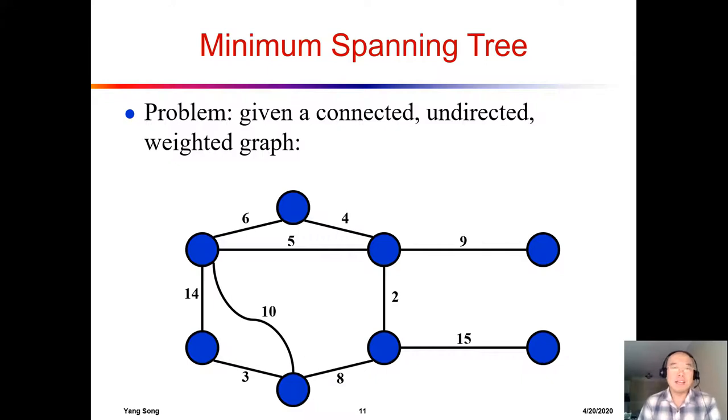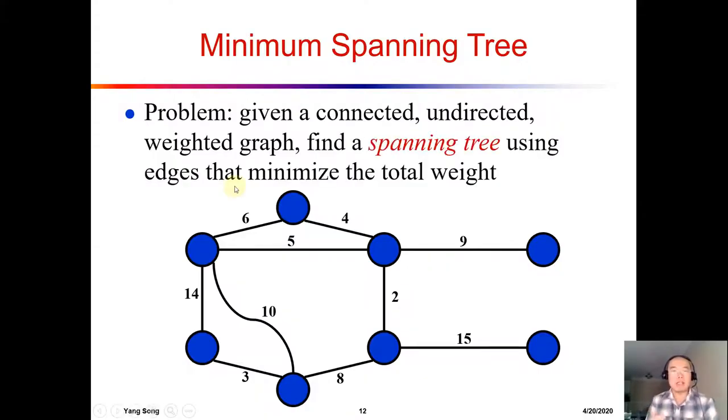Okay, let's move on. The next topic is the minimum spanning tree. Minimum spanning tree. So the problem is, if we have a connected undirected weighted graph like this, how do we find a spanning tree using the existing edges, and yet minimize the total weight?